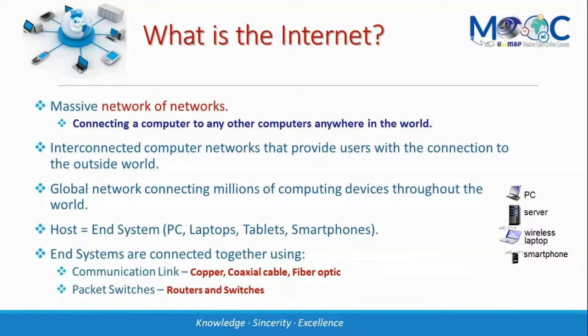These end systems are connected to the Internet using communication link and packet switches. The communication links consist of copper wire, coaxial cable, and fiber optics. The connection can be either wired or wireless. On the other hand, the packet switches comprise routers and switches. Let's take a look into more details on the communication links and the packet switching.